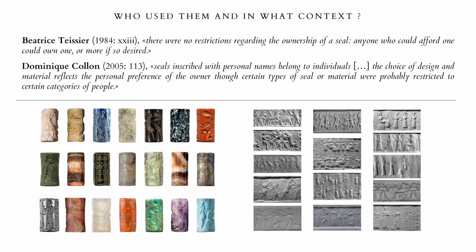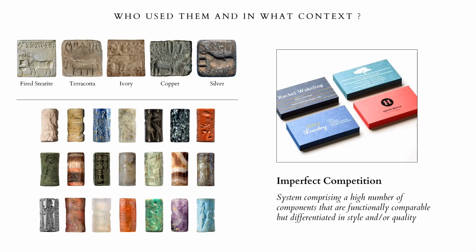Consequently, cylinder seals reflected the personal tastes and preferences of their owners, leading to the spontaneous multiplication of what, in modern economic theory, are called brands. If we analyze this production model using the modern theory of commodity branding, the production of cylinder seals is perfectly described by a situation of competition, a system that involves a large and ever-increasing number of components that are functionally comparable, but as much differentiated as possible in style and quality. For example, this branding strategy regulates the production of modern business cards.